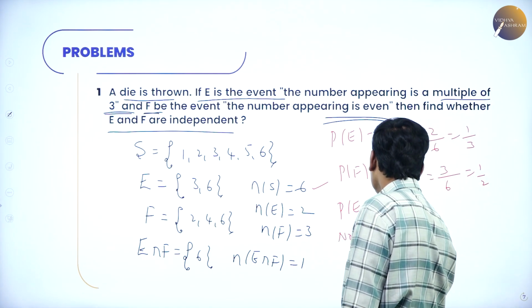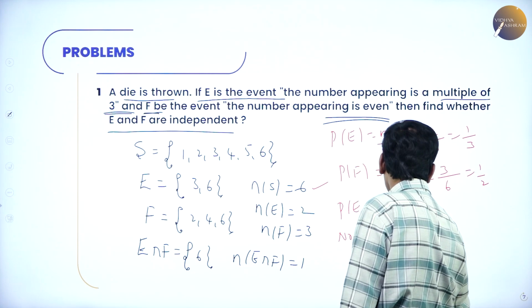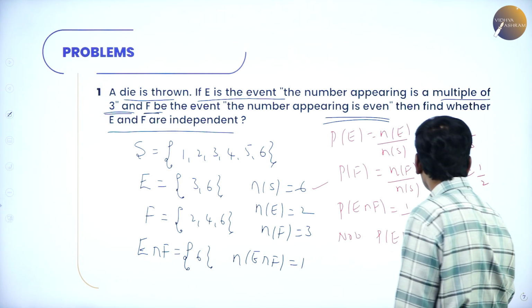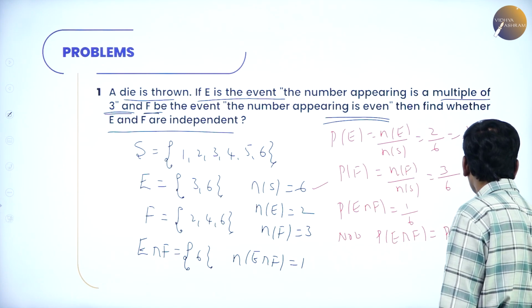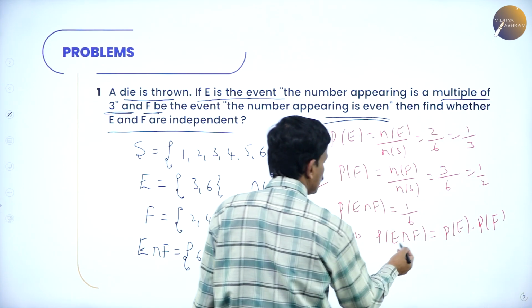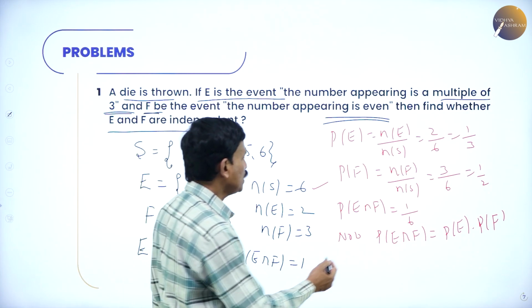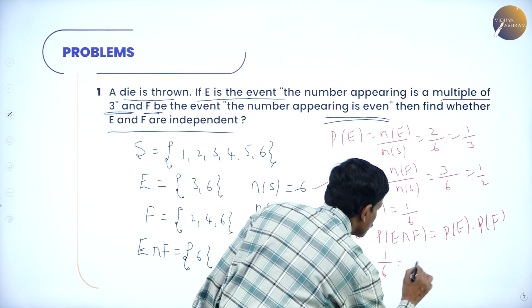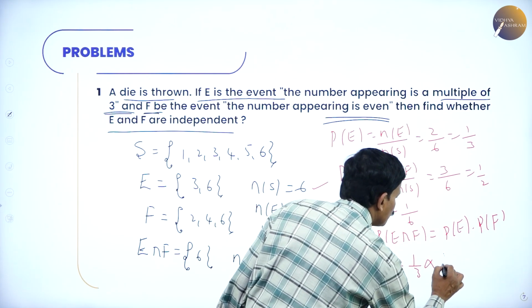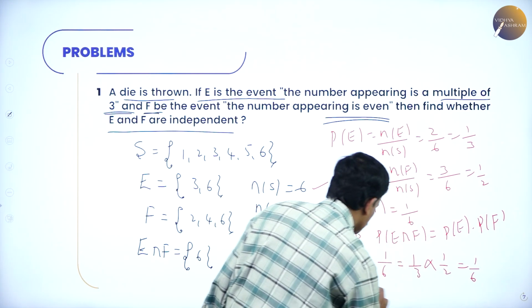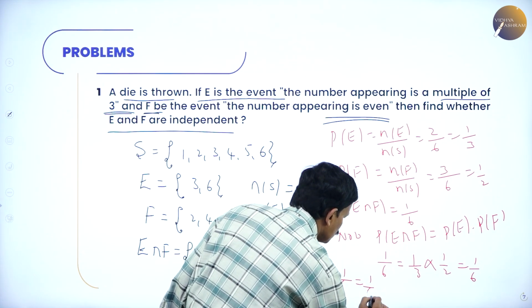Now, write down: probability of E intersection F is equal to probability of E into probability of F. Verify whether these two are equal. What is the probability of E and F? E and F is 1 over 6, is equal to probability of E, which is 1 by 3, into probability of F, which is 1 by 2. This is 1 by 6. So, 1 over 6 is equal to 1 over 6.